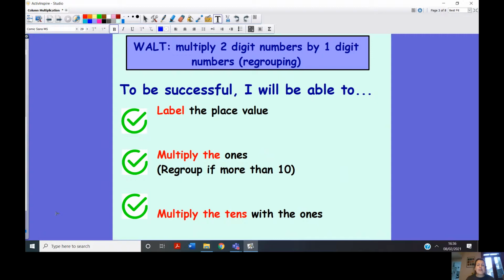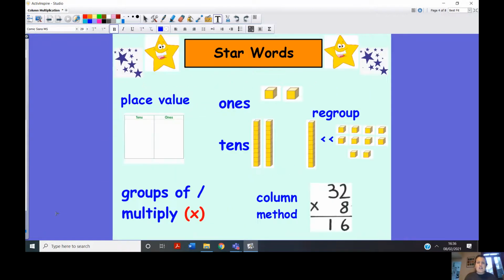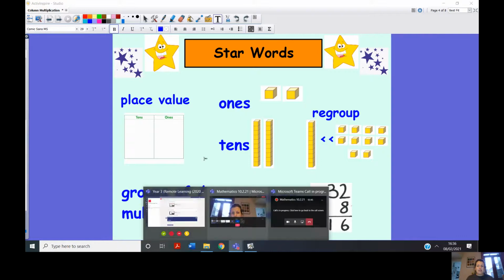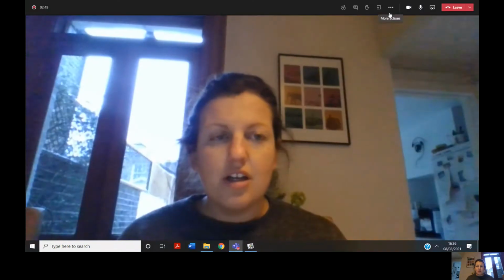And then we're going to multiply the tens with the ones. So the number in our tens column is going to get multiplied by that number in the ones column of the equation. So let's remember, my turn, your turn. Place value. Groups of. Multiply. Ones. Tens. Regroup. And column method. Great.